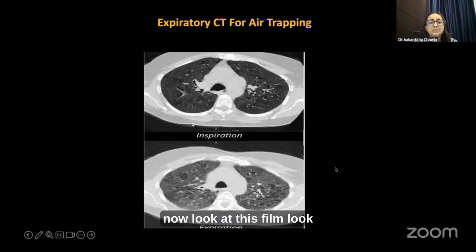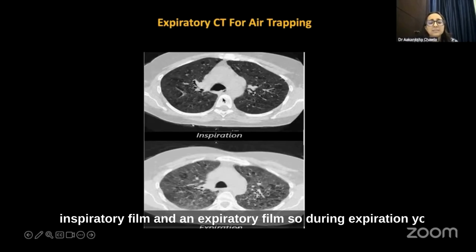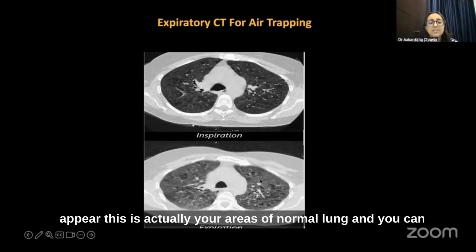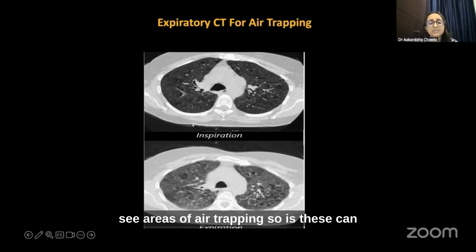Now look at this film. Look at these CT films. You can see that this is an inspiratory film and an expiratory film. So during expiration, the volume is reduced. These white areas that appear are actually your areas of normal lung, and you can see areas of air trapping within. These can also be seen on the inspiratory film, but for air trapping, you require the expiratory film.